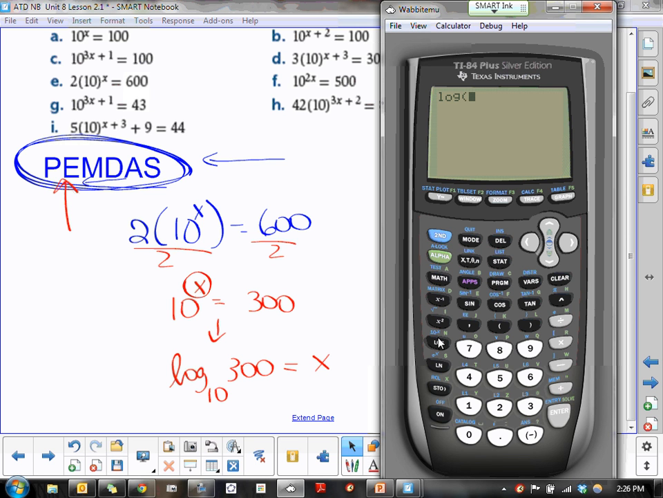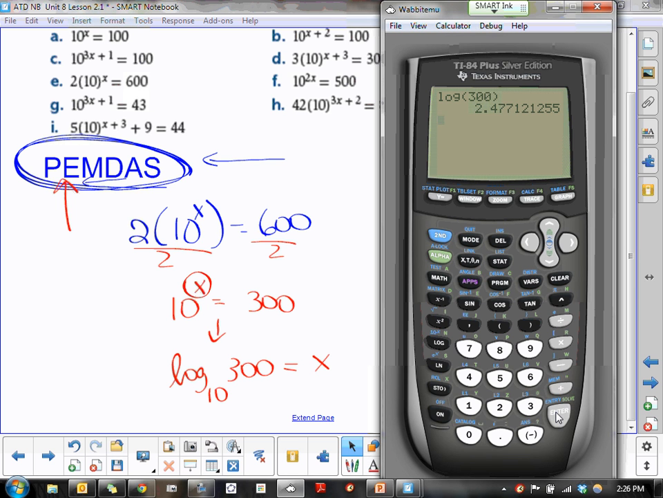Do I have a log base 10 there? So I hit my log key. It says the common log. That's the name for base 10. We want to take the common log of 300. Close your parenthesis to be official. You hit enter. What is that answer supposed to represent? The exponent. You raise 10 to what to get what value?